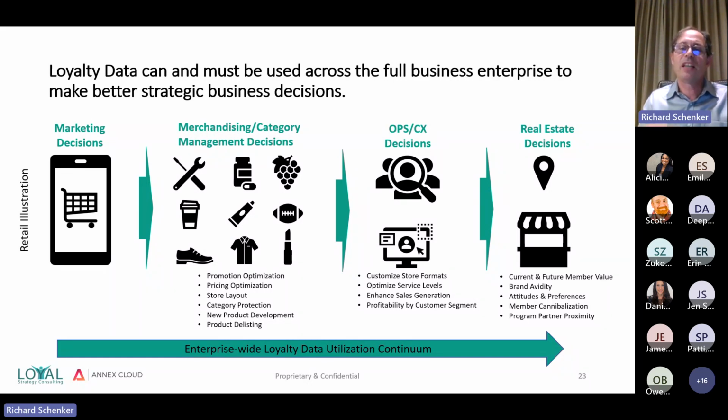But we talked about customized formats. A grocer may have various different types of retail banners, express banners, discount banners, traditional banners. Really understanding the composition of products and the experience that the customer is looking for is very important, and you can derive that through loyalty data.